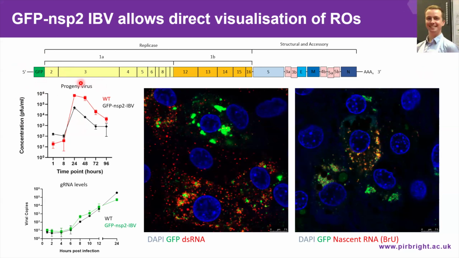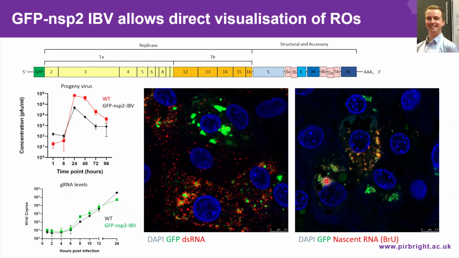The virus, although it does have slightly reduced overall peak titer of virus that's produced, the RNA synthesis over a 24-hour period is unaffected by having this GFP fusion, so we're quite happy to use this virus. Using confocal microscopy, Patrick has confirmed that the GFP localizes associated with double-stranded RNA, a marker for replication sites, but also more importantly with bromouridine labeled nascent viral RNA. So we can see that the red and the green signals co-localize quite nicely here.